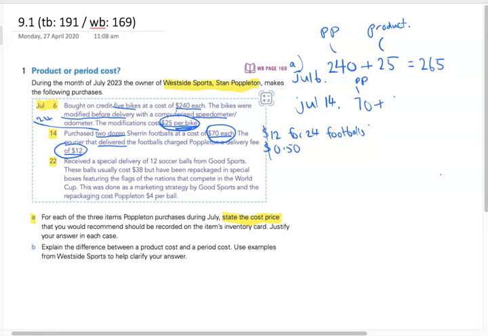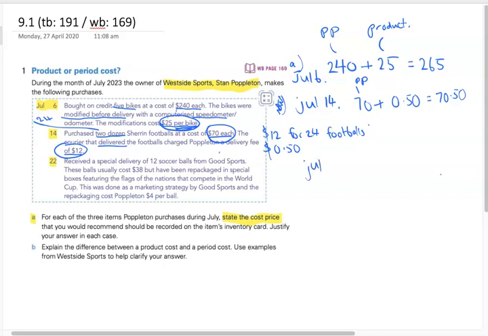So really our cost price of our footballs is not $70, but $70.50. We can logically allocate the 50 cents, and we will come back to that 50 cents in a second to discuss if that would be something that we would allocate. But right now, we can say that the cost price of our July 14 purchase is $70.50.